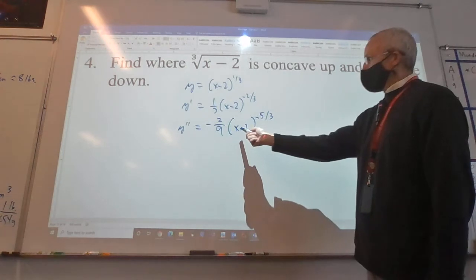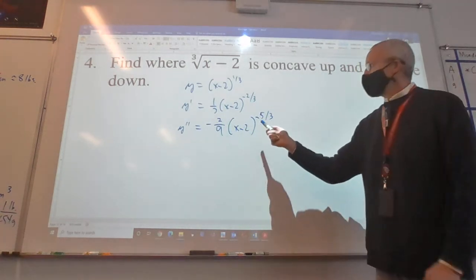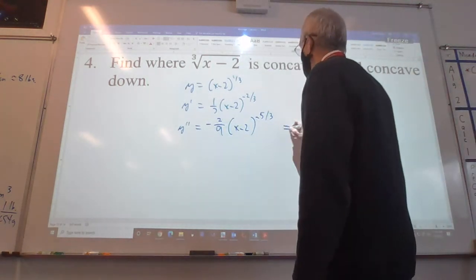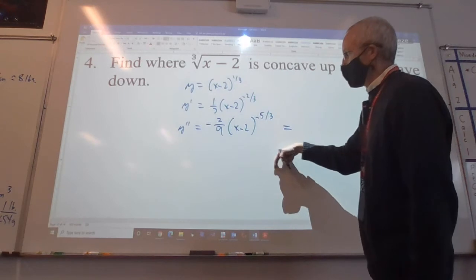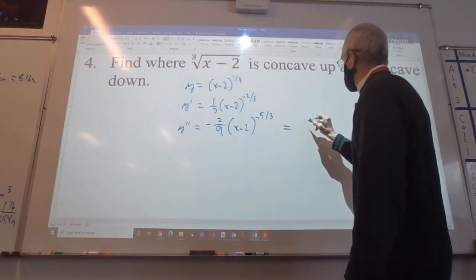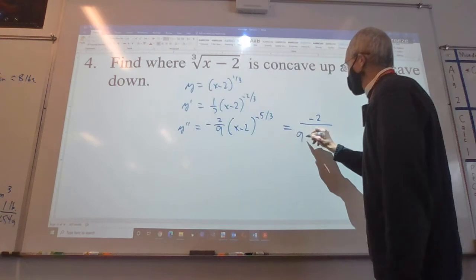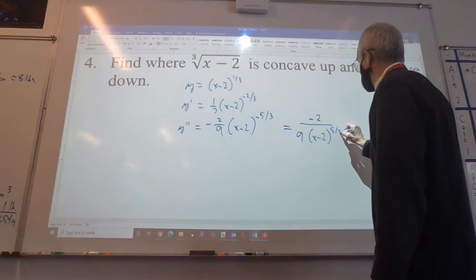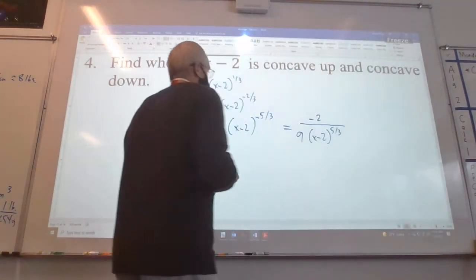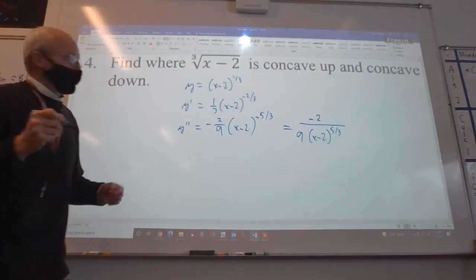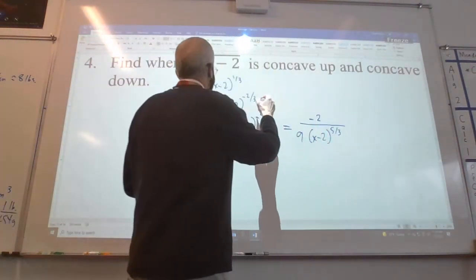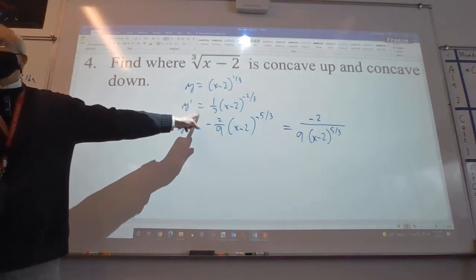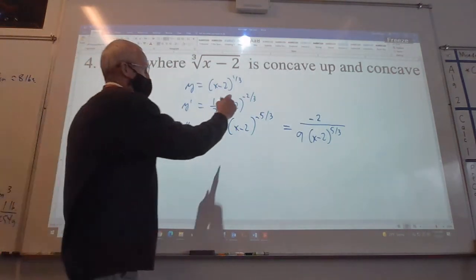Now, first off, negative exponents are hard to understand. So let's rewrite this now in a way that makes sense. Negative 5/3 is in the bottom. On the top, we have negative 2. On the bottom, we have a 9 times (x minus 2) to the 5/3. Okay, so for critical numbers, we want to look at the first derivative, because that's the interesting points. Where is that 0 or undefined? Okay, so let's rewrite this one too.